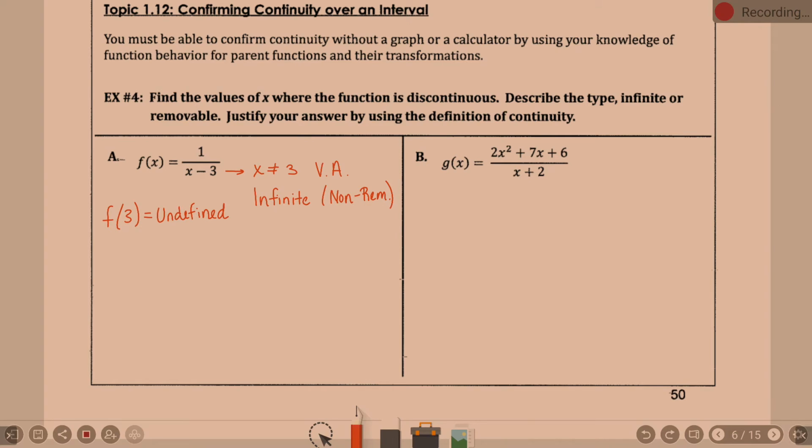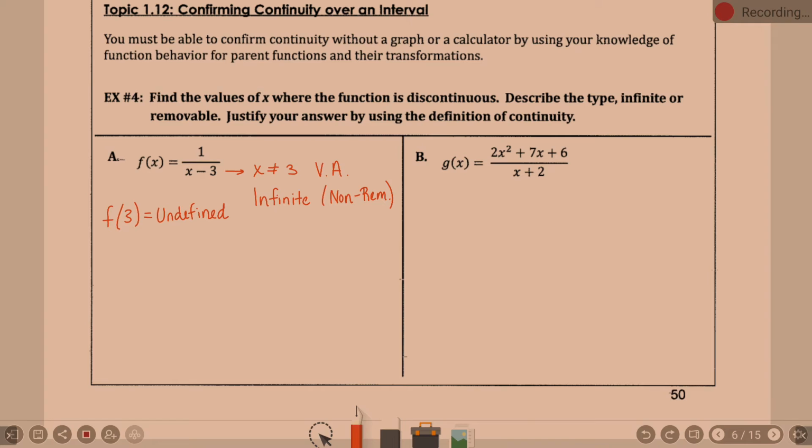Plugging it in to see that, oh okay, f of 3, that value doesn't exist. And we're not doing a limit, so I'm not going to try and argue it's infinity or negative infinity or anything like that. It just doesn't exist. So right there, that being undefined is going to ruin our definition of continuity.